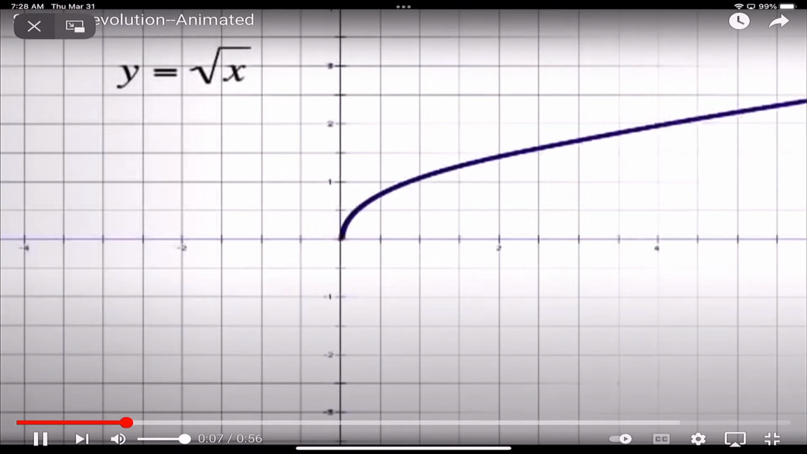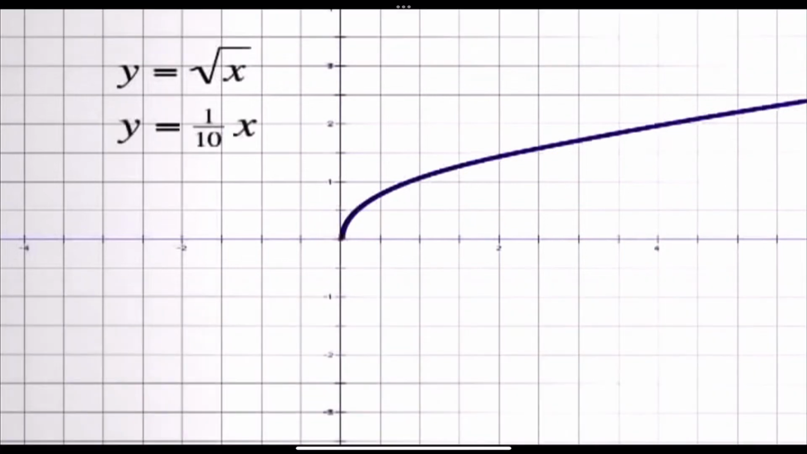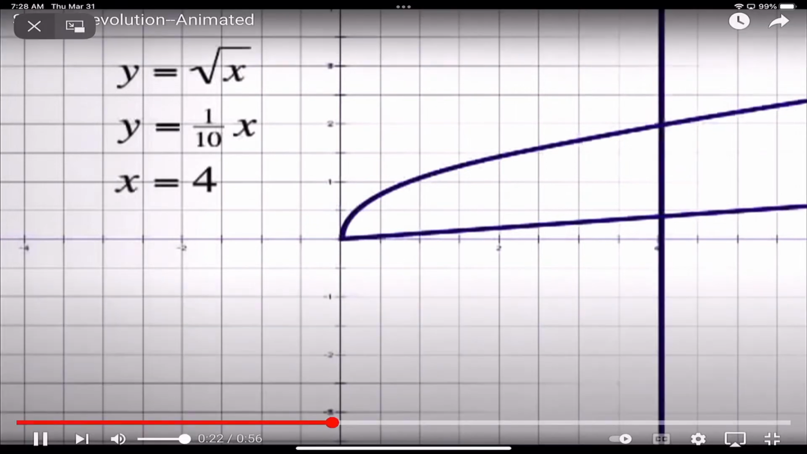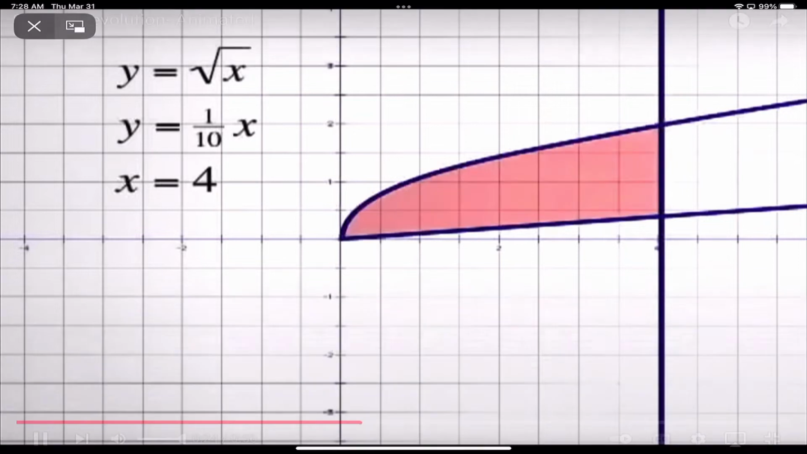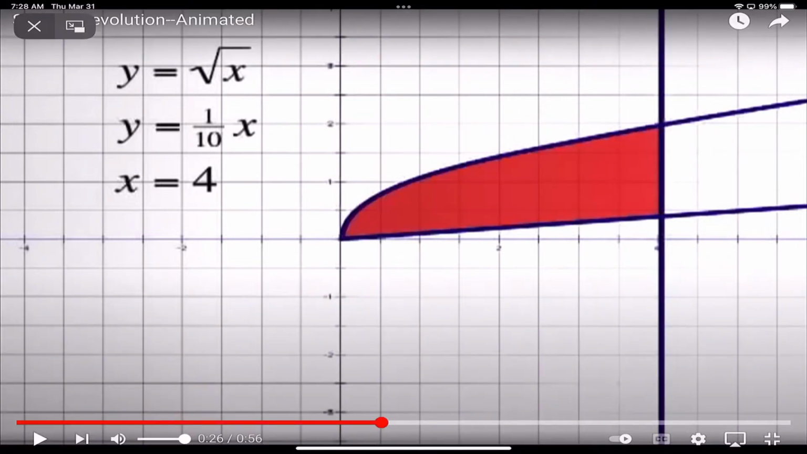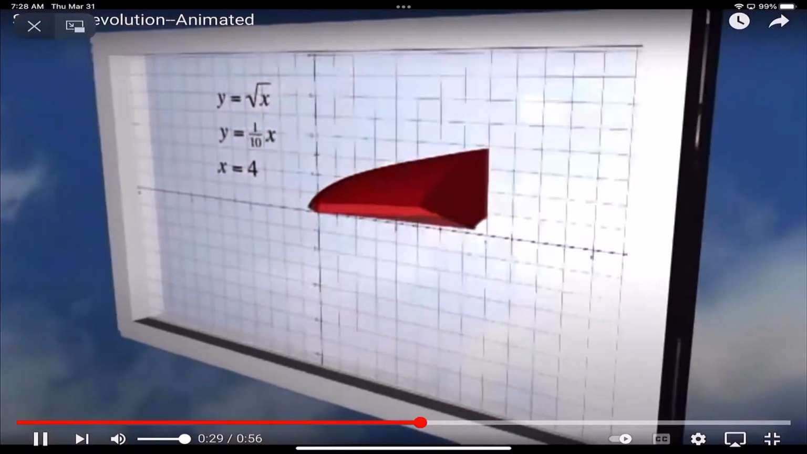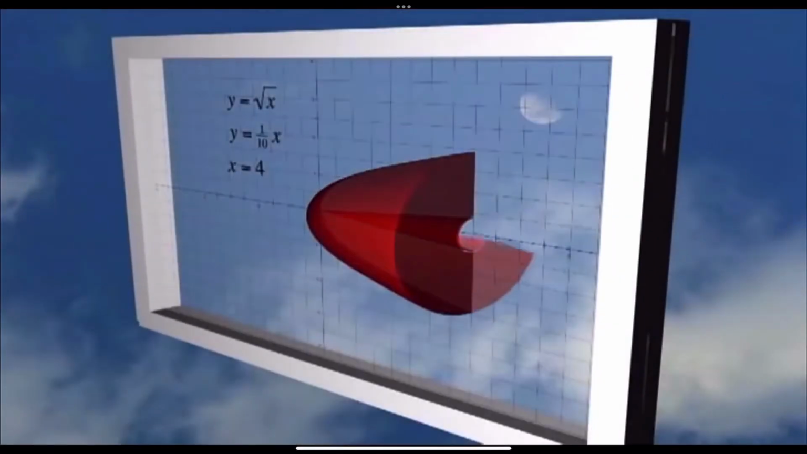So that's a function similar to what we've been doing, but you can see the area between the curves, the area bounded, I should say, is that part there. Okay, the red part. So now it's going to be revolved around the x-axis, right?